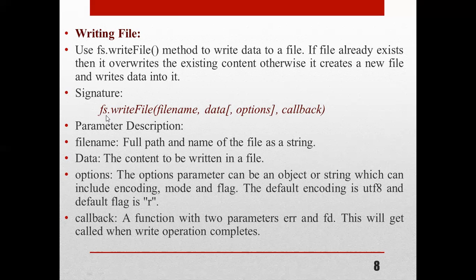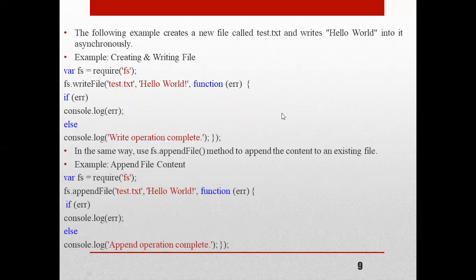See here, fs.writeFile, and inside the brackets these are the parameters. The parameters are the file name, in the form of a string or the full path of that file, then the data to be written in the file, and options, which include the flag. By default it is 'r' format. Then the callback function. Okay, so this is the syntax for writing a file. We will see the example here.